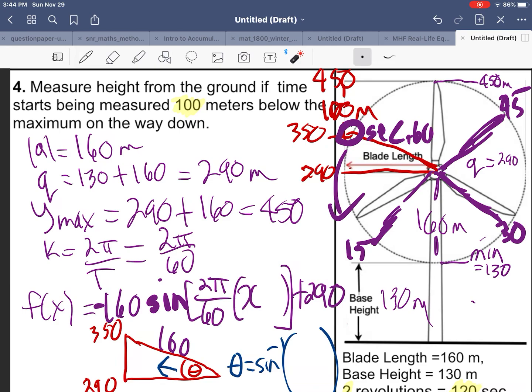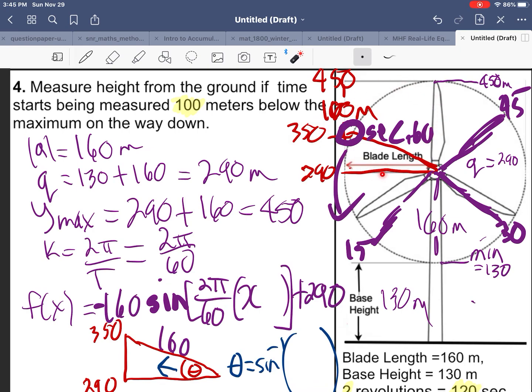So here's what we know. We know that the top is at 450, and we're going to start measuring time when it's 100 meters below that maximum. So there's 450, and then we have to drop by 100 meters. So from 450 to 100 is 350 meters. So we're going to start measuring time when a point on the wheel is at 350 meters above the ground. It's very clear that because that's 290, the 350 is in this quadrant right here.